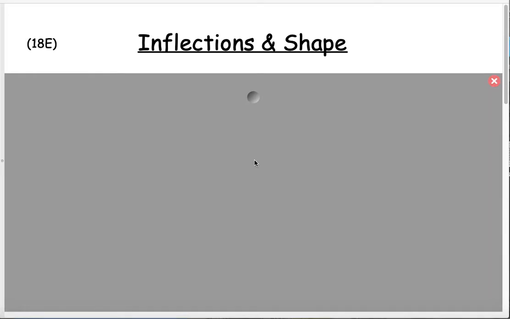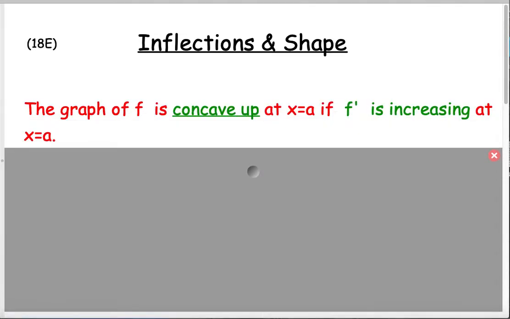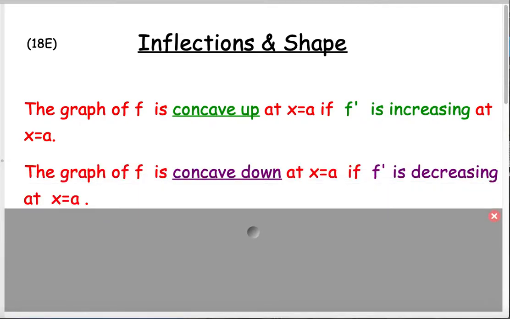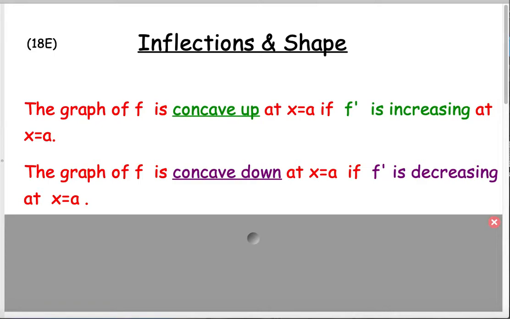So we've looked at the first derivative to see how it tells us about stationary points and critical points and whether a function is increasing or decreasing. Now let's look at the second derivative, so it'll tell us a little bit about the shape of our function. First, we say that a graph is concave up at x equal a if f prime is increasing at x equal a. And then likewise, concave down if f prime is decreasing.